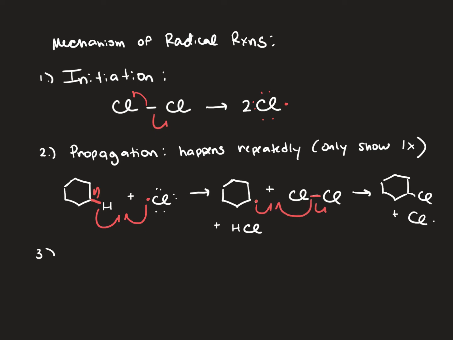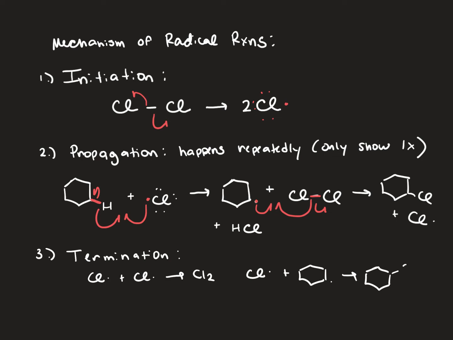Then, eventually, some of our radicals will, instead of finding an alkane, maybe find each other. And so this termination step can have a few different forms. One can be that 2 chlorine radicals find each other and form chlorine again. One can be a chlorine radical finds a cyclohexane radical. And one can be that 2 cyclohexane radicals find each other.